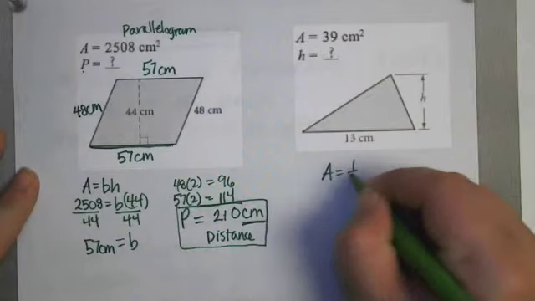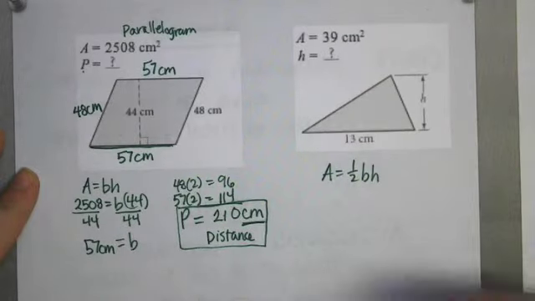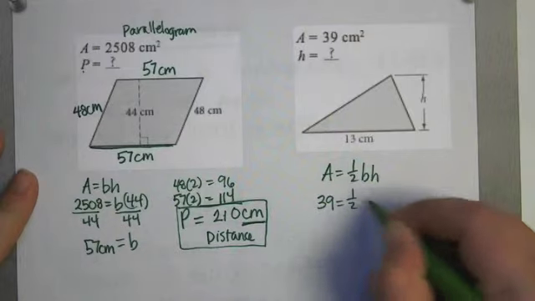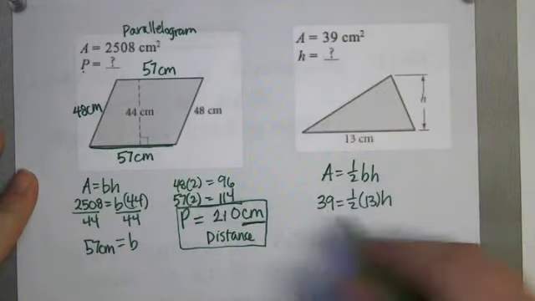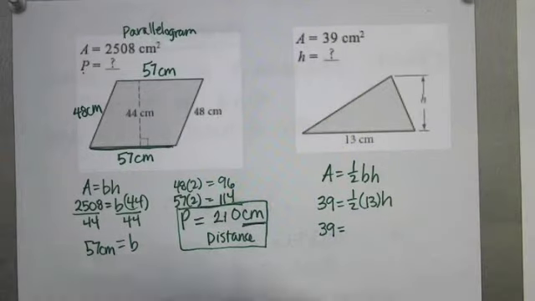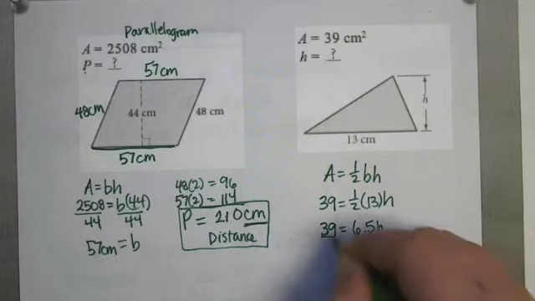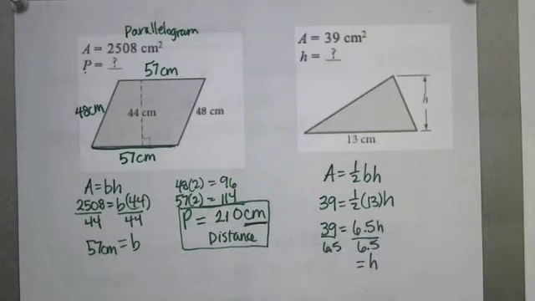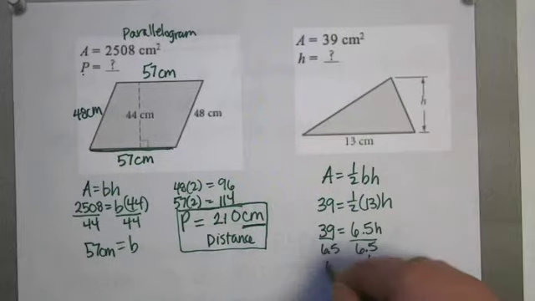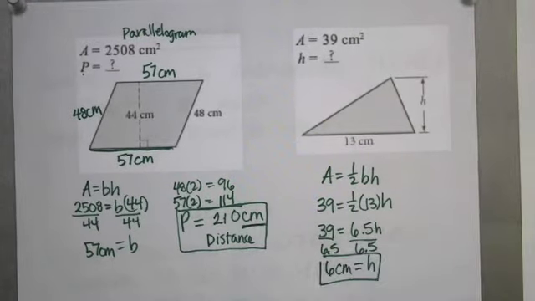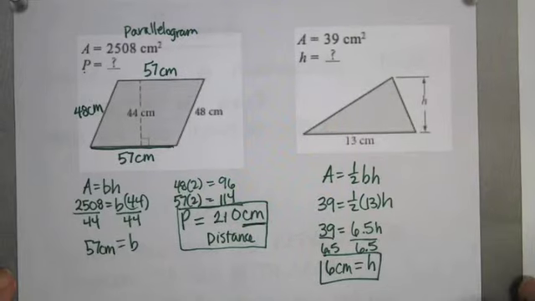Okay, now with the triangles, we're trying to find the height, 1/2 base times height. We know that the area is 39. 1/2 of the base 13 times the height. So we figure out what's 1/2 of 13. 1/2 of 13 is 6.5. Divide each side by 6.5. Just doing some basic algebra here. 39 divided by 6.5 is 6. So our height is 6 centimeters. So again, just plug in what you know and then solve for the missing part. Definitely good for all of you guys who really like your algebra.